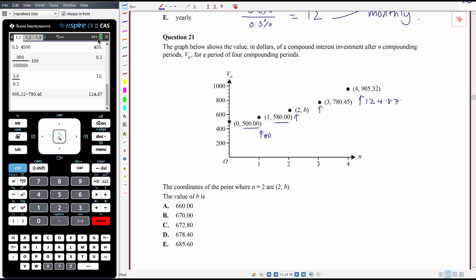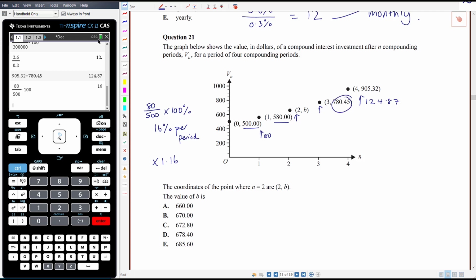So therefore we actually need to work out what the interest rate is. We know that it's 4 compounding periods. So if in the first period we increase by $80, let's have a look at what that is as a percentage. So $80 out of the original $500 times 100%. So that is 16% per compounding period. Oh, actually we don't know, it's just 4 compounding periods. So that means we are multiplying by 1.16 every time.